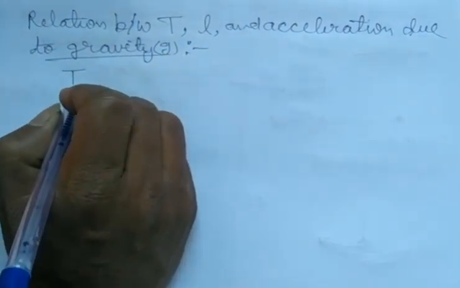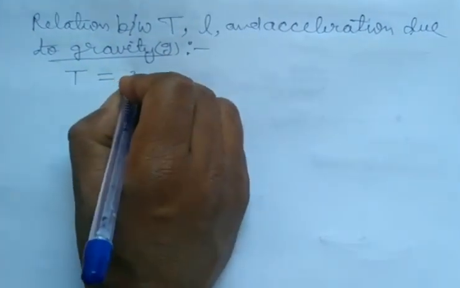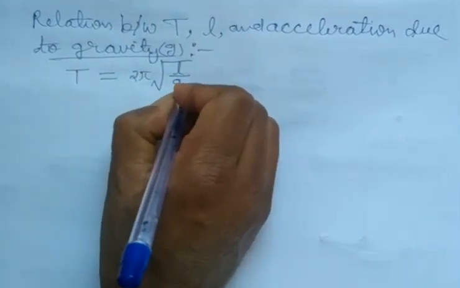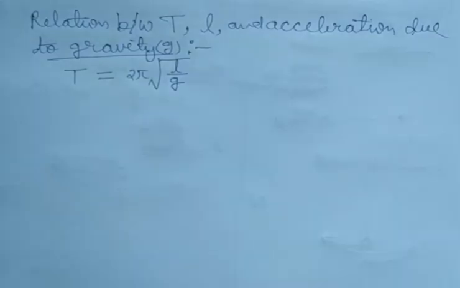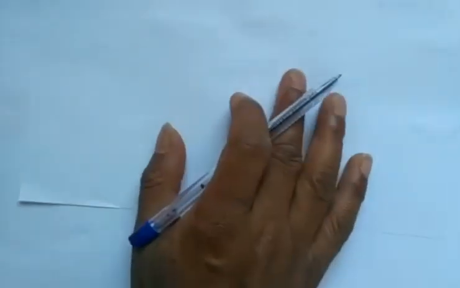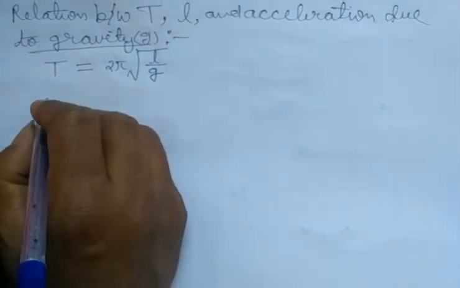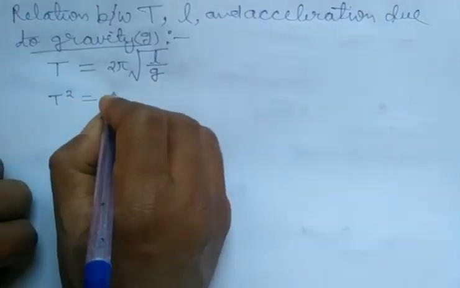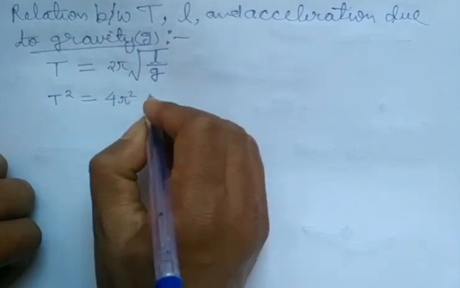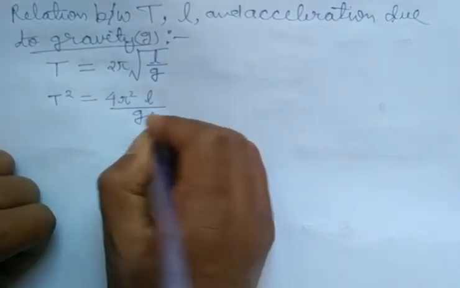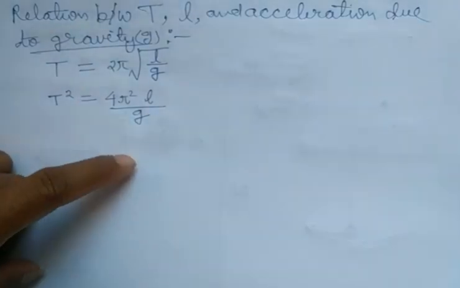Just we have an alternate formula for time period. It is 2 pi root L by g. Its derivation is not in your syllabus, so no concern about it, but just memorize this formula. I hope you will easily be able to do it. All right. So now if we square both sides, T square equals 4 pi square, here root will get removed, L by g. I hope this is clear to all of you.